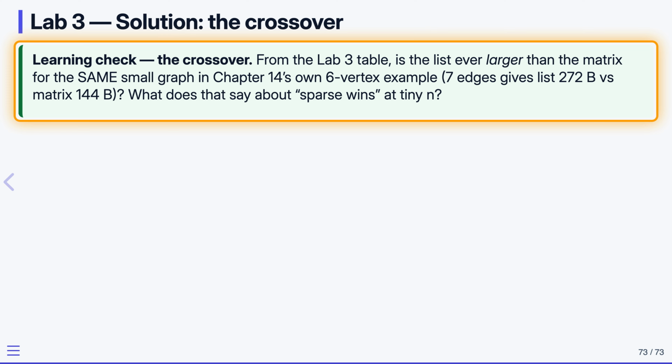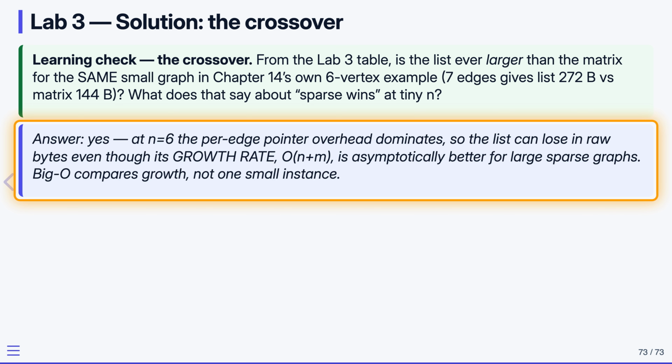One last learning check. In this chapter's own 6-vertex example, with 7 edges, the list comes to 272 bytes while the matrix is only 144. So can the list really be larger for the same small graph? Pause and think about what that says. The answer is yes. At 6 vertices, the pointer overhead per edge dominates, so the list can lose in raw bytes. But its growth rate, big O of n plus m, is still the better one for large sparse graphs. Big O compares growth, not one small case.